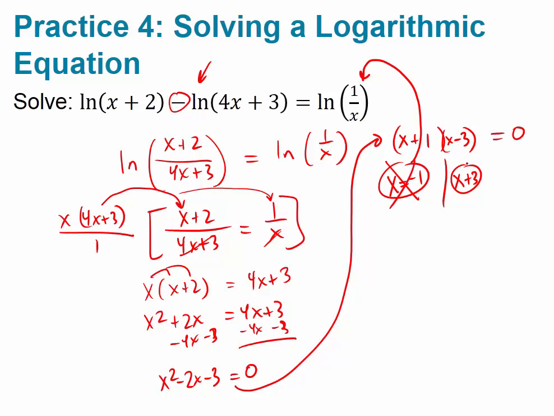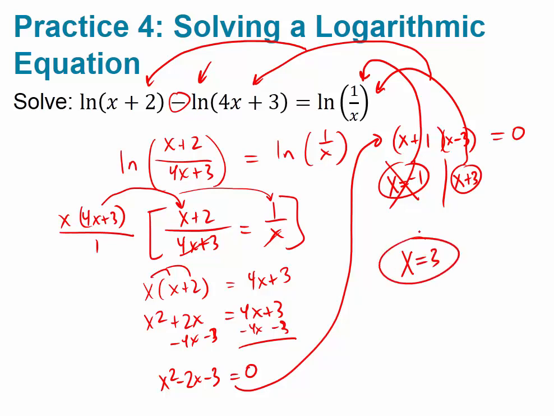Let's check 3. So there I take the natural log of 1/3. That's no problem. Here it's going to be positive because it's going to be 12 plus 3, which is 15. It's no problem there. Check here. 3 plus 2 is 5, so that one's good. So my solution here is just going to be x equals 3.